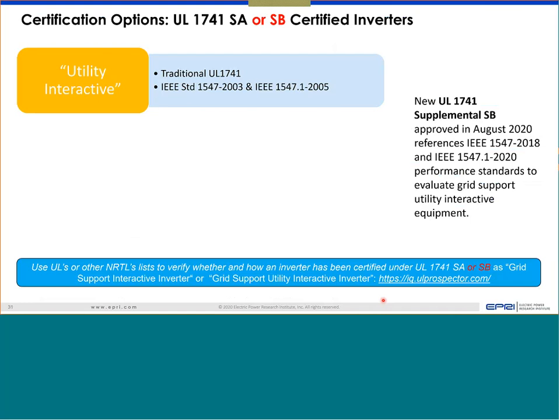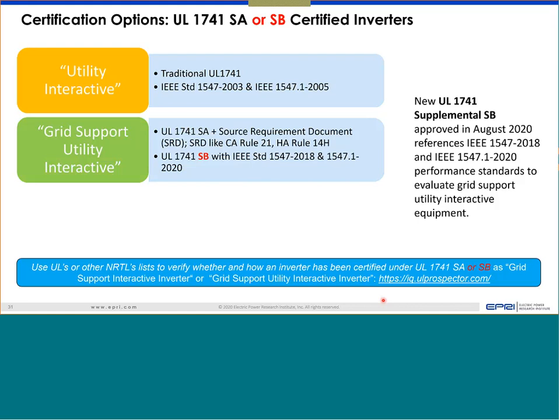So that's why it's important to look for that when you look for a data sheet or the sticker on the side of the inverter, that what type of information is mentioned there. The first category is known as utility interactive, which is the traditional 1741, which was referring to the older standard like 2003 and .1 2005, basically disconnect immediately type of attitude.